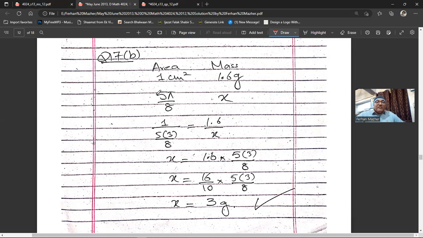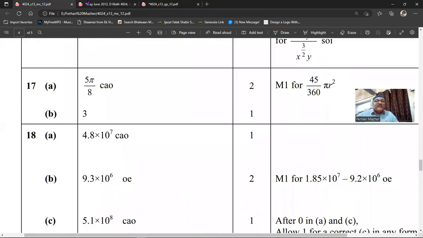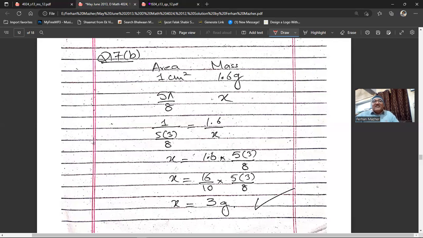So it will be 1 by 5 pi by 8, and in the place of the pi, I will put 3, that is equals to 1.6 divided by x. So this will multiply with this, x will multiply with this. So x will be equals to 1.6 multiply 5 into 3 divided by 8. So it will be 16 by 10 multiply 5 into 3 divided by 8. So 8 2s are, 5 2s are, 2 2s are cancels. You are only left with the 3. So the mass of the earring will be 3 grams. Hopefully you understand this concept.